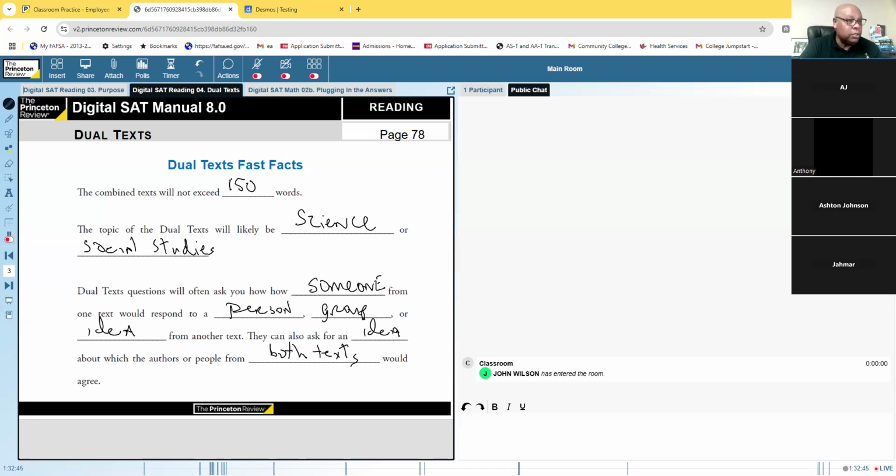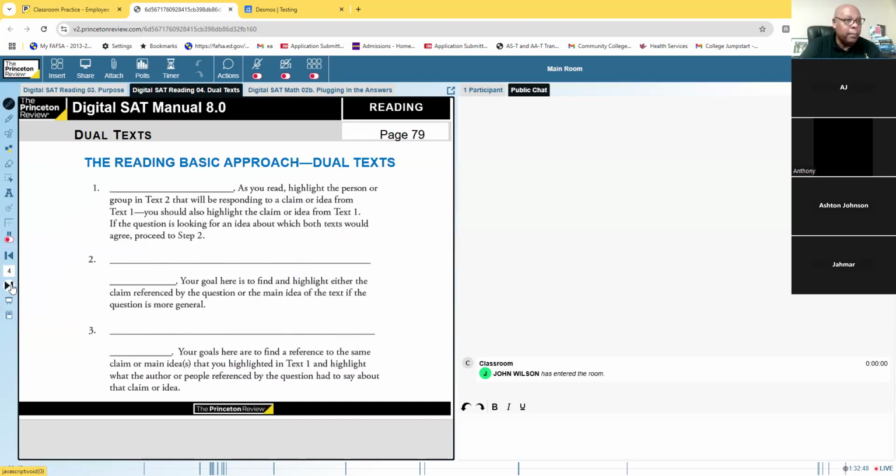Let's look at the basic approach and look at one example. Step one: read the question first. When you read the question, read the cue. As you read, you'll have a highlighter tool. Highlight the person or group in text one that will be responding to the claim or idea from text one. You should also highlight the claim or idea from text one. If the question is looking for an idea about both texts, you proceed to step two. Now I'm going to show you how to do these, don't worry.